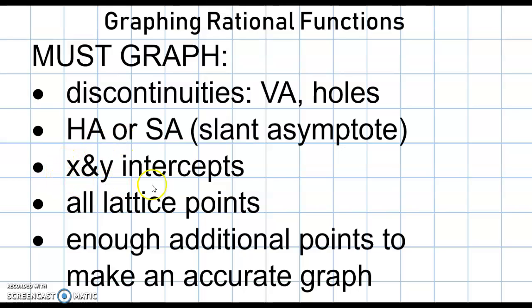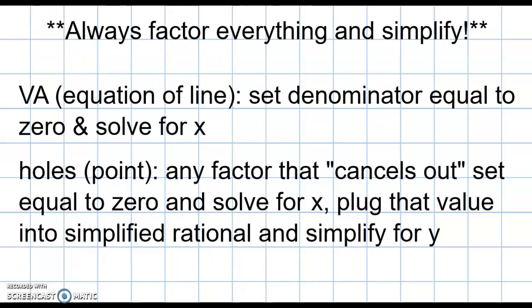Okay, we have to graph x and y intercepts, and we have to graph all lattice points, as well as any additional points that we might need in order to make an accurate shape of our graph. So how are we going to find all of these things? Well, very similarly to what we did before, to find the vertical asymptote, or the VA, that's the equation of a line, we're going to set the denominator equal to 0 and solve for x. That is still true.